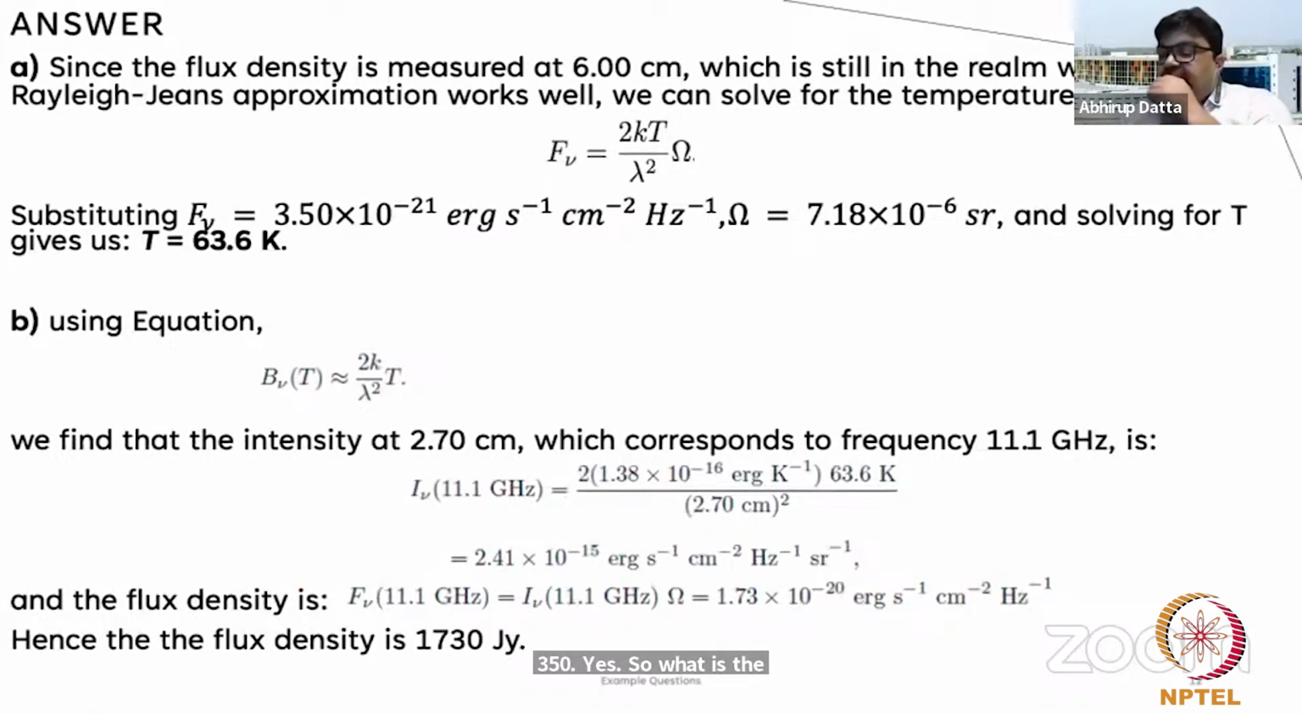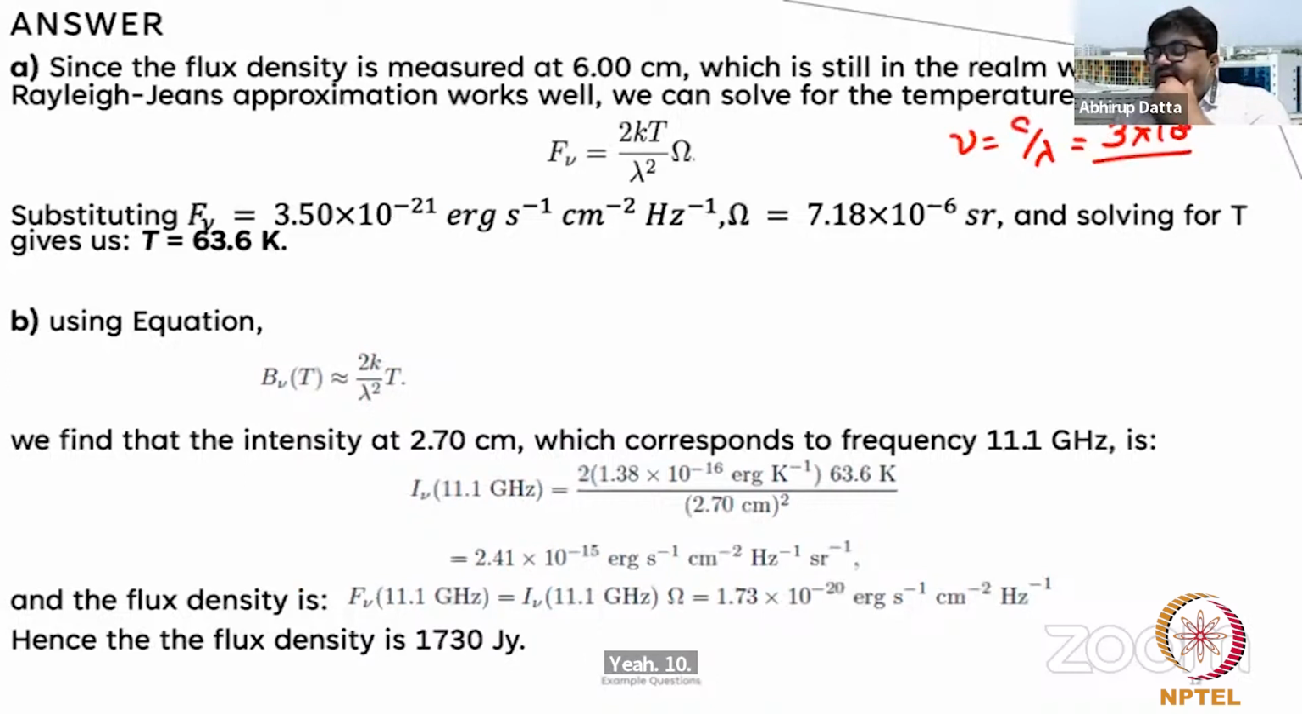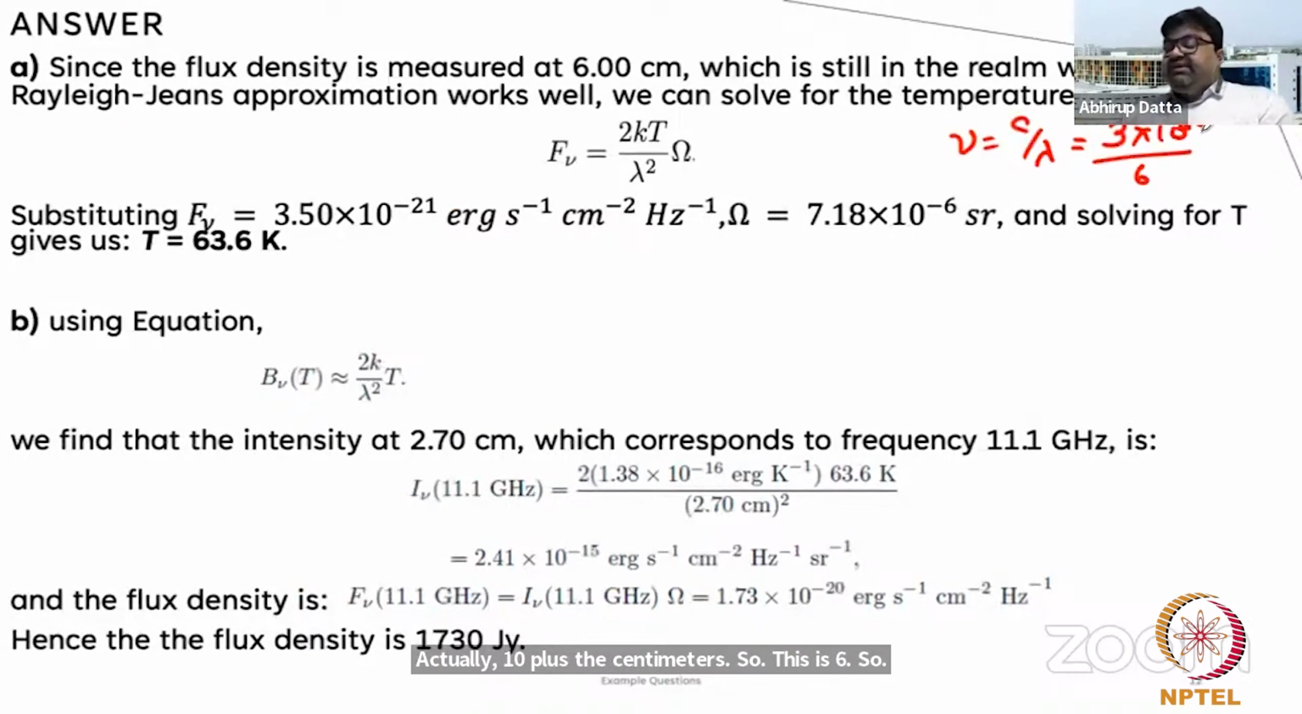As it is 6 centimeters, what does 6 centimeter correspond to? So frequency is given as c over lambda. We have 3 times 10 to the power 10, because it is centimeters, divided by 6. So it's about 5 gigahertz. So frequency is about 5 gigahertz.